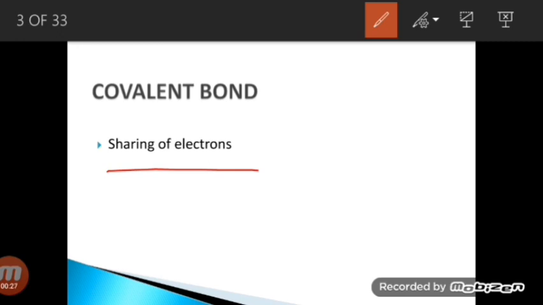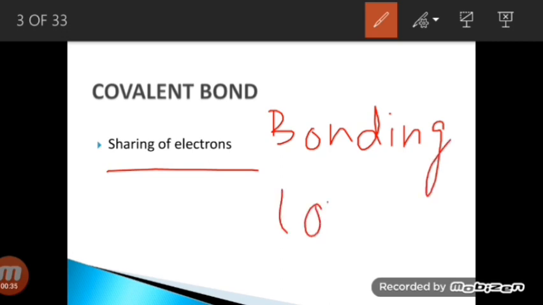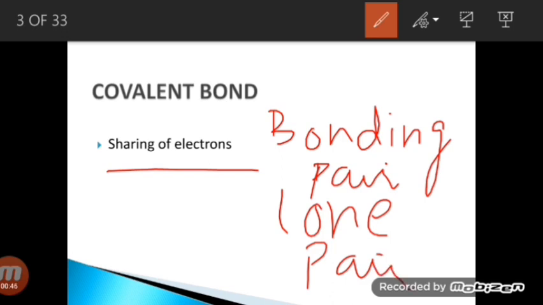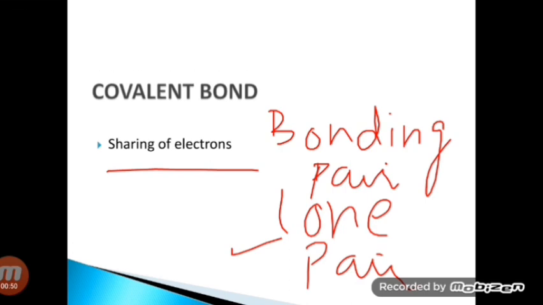There are two types of electrons present on an atom: bonding pair or lone pair of electrons. The bonding pair electrons are those electrons which are involved in bond making, or which are shared between atoms, whereas the lone pair electrons are those electrons which are not involved in bond making.